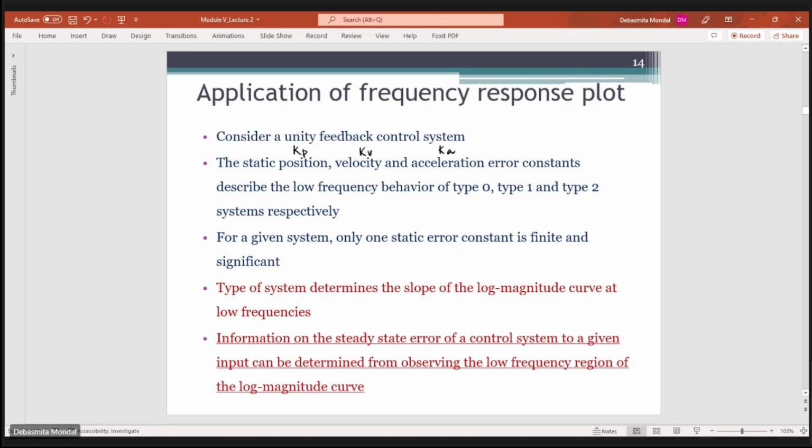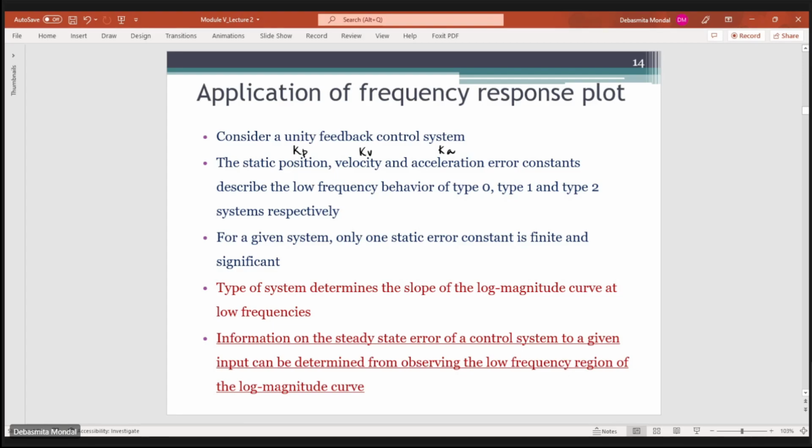These error constants basically describe the low frequency behavior of different systems. So Kp will describe the low frequency behavior of a type 0 system. A type 0 system means that there are no poles at the origin. A type 1 system means there is a single pole at the origin. A type 2 system means we have two poles at the origin.